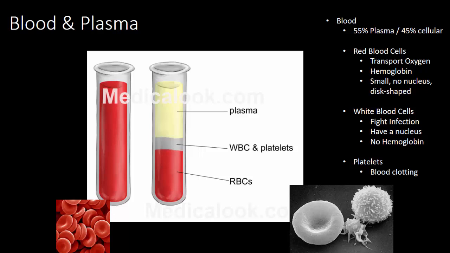The second major type of cells found in the blood are white blood cells, or leukocytes. These cells are responsible for fighting infection, and as opposed to red blood cells, white blood cells do have a nucleus, but they do not have hemoglobin. There are much fewer of these in the blood than red blood cells.